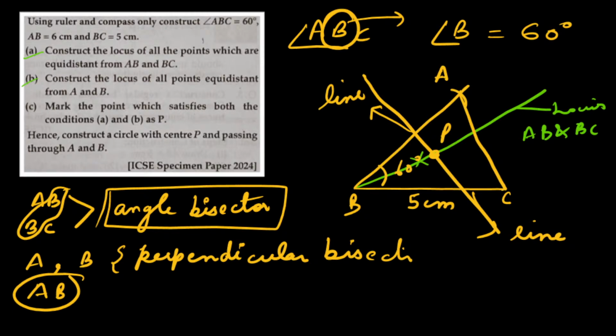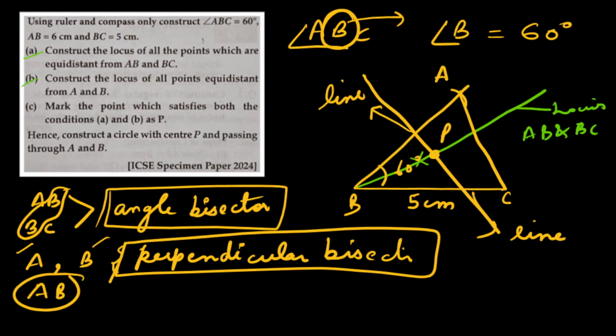So as a point you can make a note: whenever you have to draw a line which is equidistant from two points, you have to draw the perpendicular bisector. Now mark points. As their point of intersection we can mark P. Now construct a circle which is passing through A and B. That means the circle should be like this, passing through A and B. Passing through A and B means it should pass through a vertex.